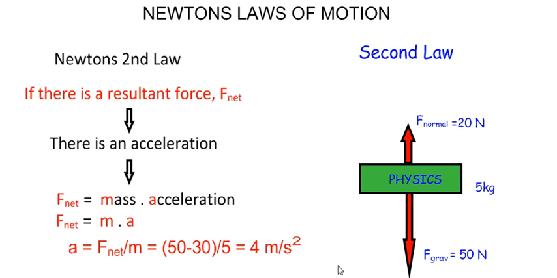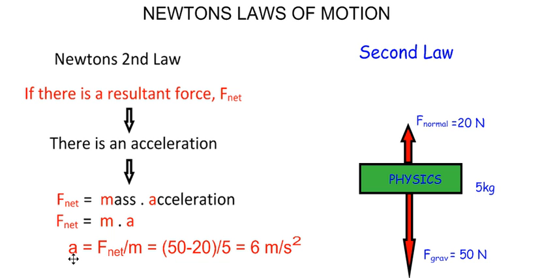Let us put some values into our forces. Let's say that the physics book was 5 kilograms. That would mean that it has a weight or gravitational force of 50 newtons. And let's say that the reaction force, or the normal force, was 20 newtons. That means that there is a net downward force of 30 newtons. So that net force of 30 newtons will cause the 5 kilogram mass to accelerate downwards.